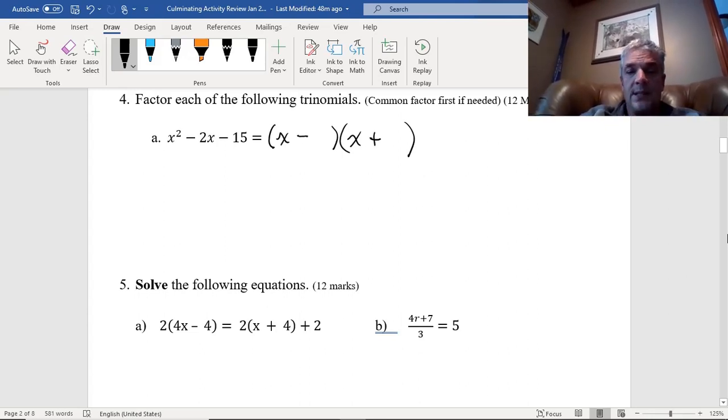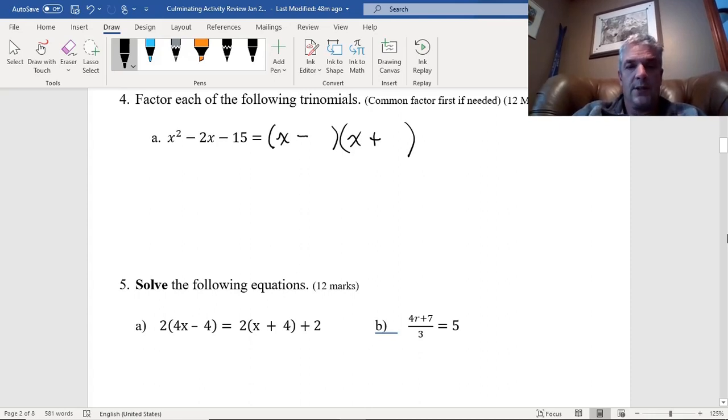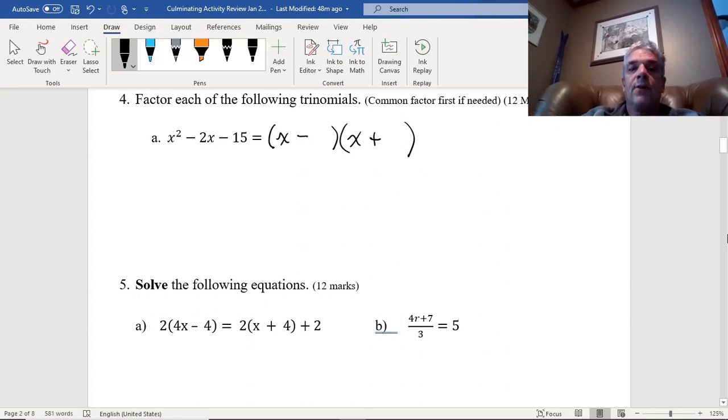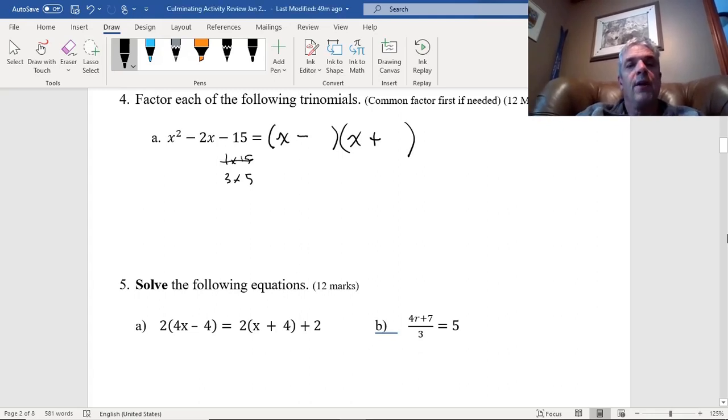If this answer is positive, remember, either both of these are positive or both are negative, depending on what the value of our B term, our middle term is, okay? Then I look for factors of 15, and I can list them all. 1 times 15 and 3 times 5. Those are all the factors. Which one has a difference of 2? Well, 1 and 15 have a difference of 14. That's not going to work for me. Cross that off. 3 times 5 has a difference of 2. So therefore, that's the one.